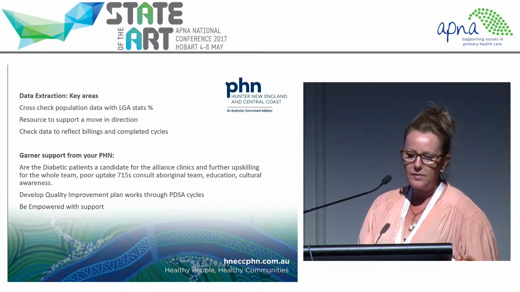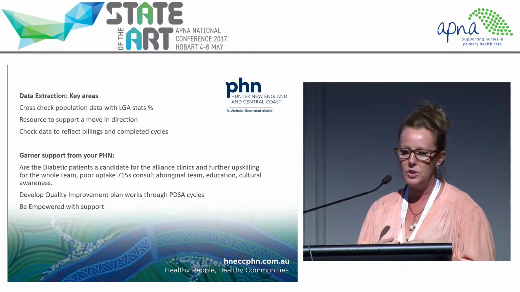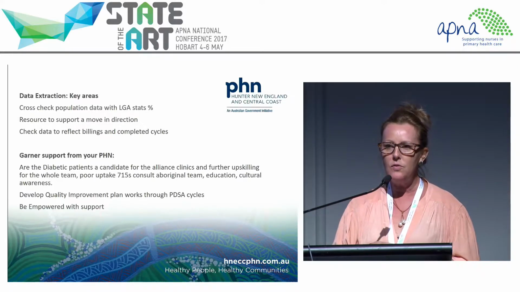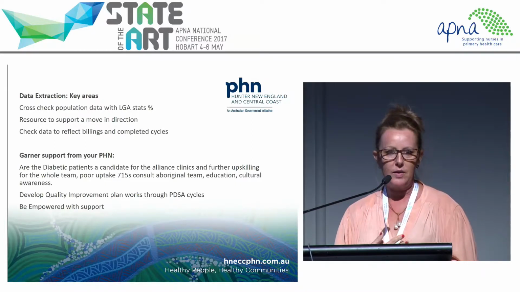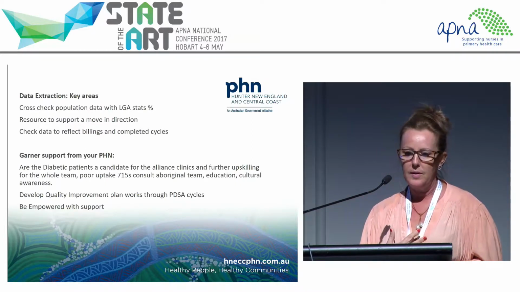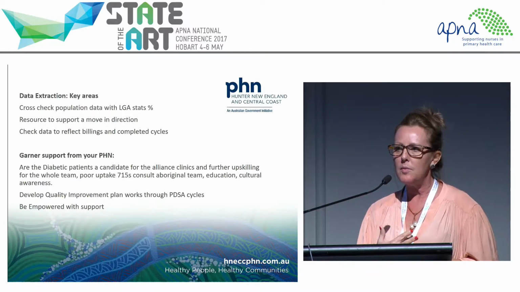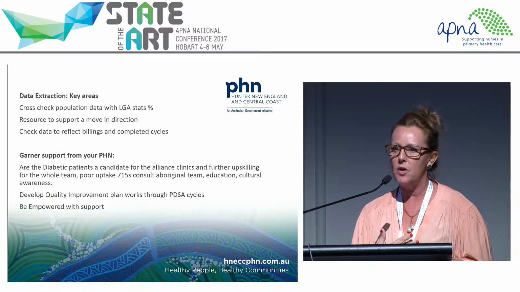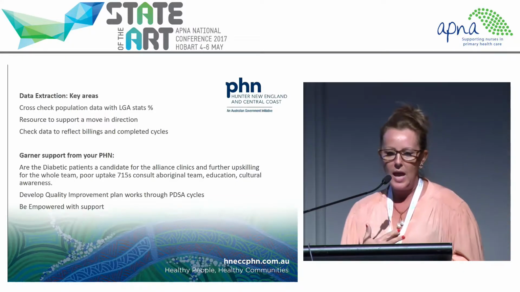So the key areas, and many of you are really familiar with this, we cross-check population data with the LGA stats. We use the resource to move in a direction. We check the data to reflect billing and completed cycles. So this can all be done by garnering support from your PHN, and I think pretty much all of the PHNs provide PenCat data extraction tool or a data extraction tool.